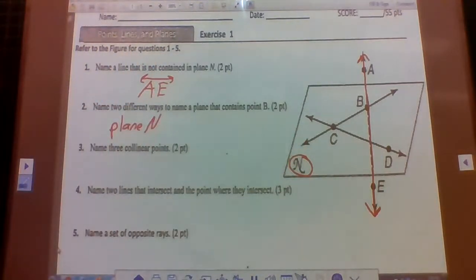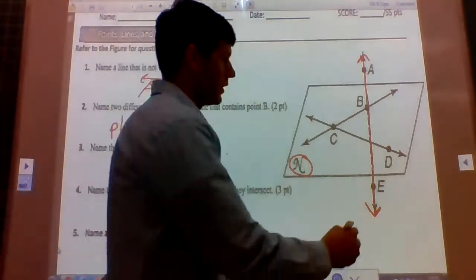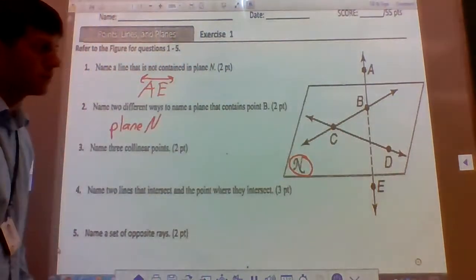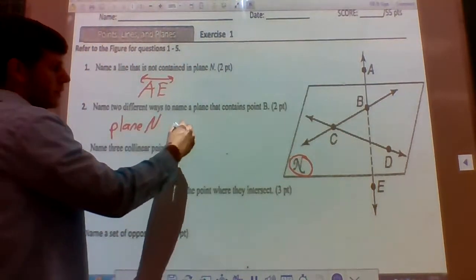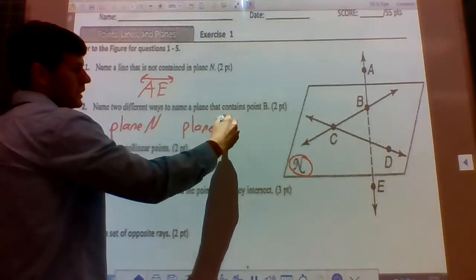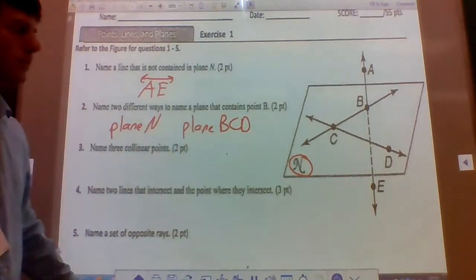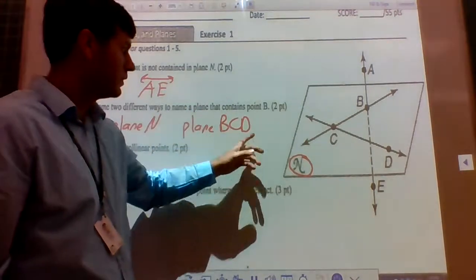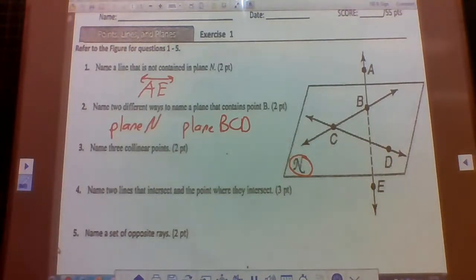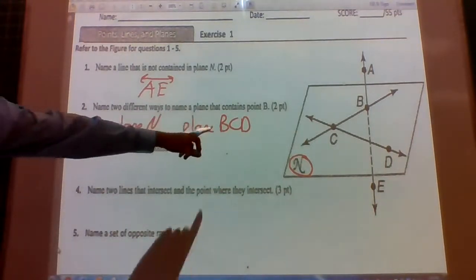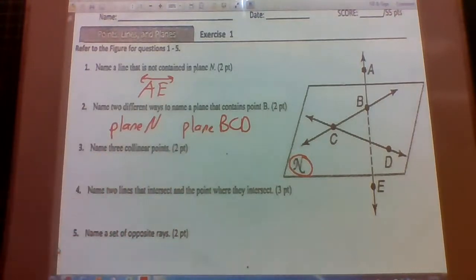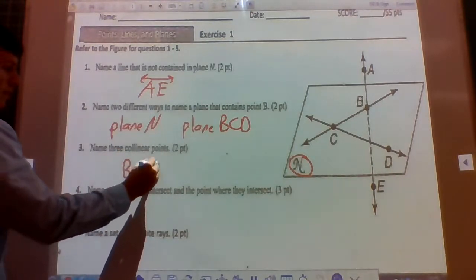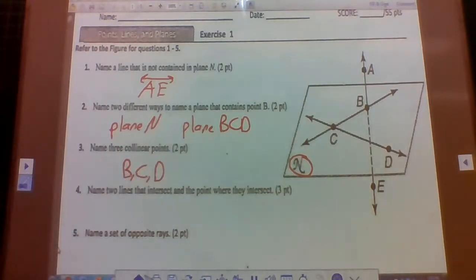The other way to name it is to use 3 points that are in the plane that aren't all on the same line. So the 3 points that are in the plane that are non-collinear are going to be B, C, and D. So we can call this plane BCD. We need 3 non-collinear points to define the plane. It could be plane CBD, BCD, CDB. Any of those combinations will work. To name that plane, we needed 3 non-collinear points. So when question 3 asks, name 3 non-collinear points, we know we can just put B, C, and D. There are 3 points that aren't all on the same line.